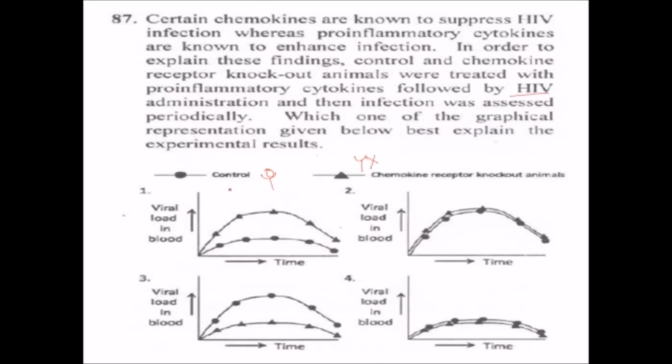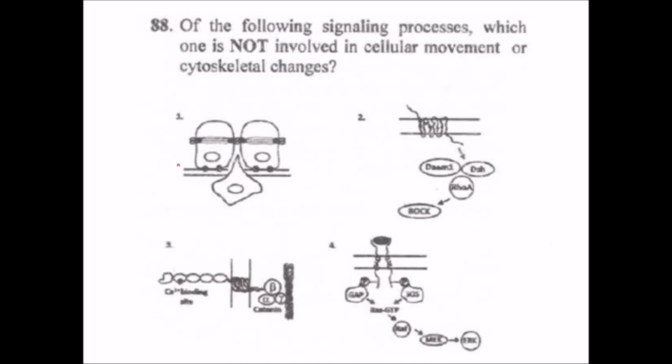in the blood. But in control, which is treated with pro-inflammatory cytokines, it will enhance the infection of the virus, and it will be engulfed and internalized in the cell. It will not remain in the blood. So the amount of virus in the blood will be lesser in control compared to that of the chemokine receptor knockout animals. So the answer will be number 1. Quite a simple question.